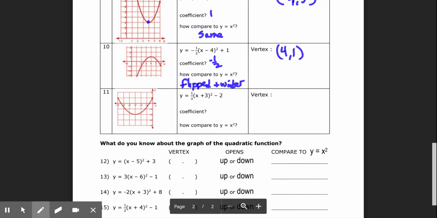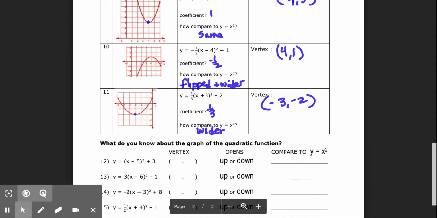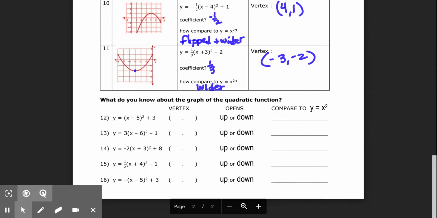Number 11, the coefficient's 1/3. How does this compare? And this one's going to be wider. And the vertex will be (-3, -2), which is right there. Let's take a look on 12 through 16.